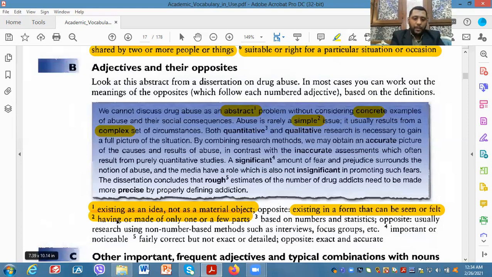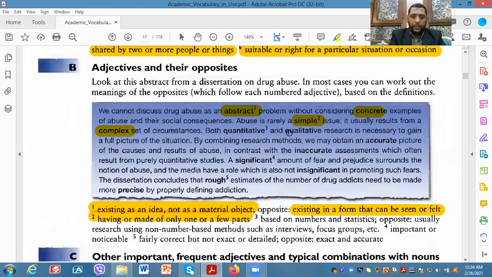So this is the difference between simple and complex. Simple is something having or made of only one or a few parts. However, when it comes to complex, it's something which is made of a large number of parts. Let me put it in this way. Okay, so abuse is rarely a simple issue. It usually results from a complex set of circumstances.